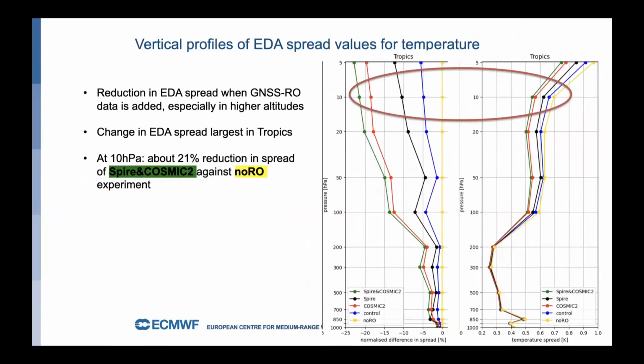So you can display this slightly differently to really see where the biggest changes are happening, as a normalized difference in spread here on the left-hand side plot. And if you compare, let's say, our experiment in green, where we have most of the GNSS-RO data, to where we have none, then you have a reduction, for example, at 10 hectopascal by 21%, which is quite big. But I have to say the largest EDA spread reductions in this constellation happened in the tropics and in the stratosphere, as I just said, because we did add most of the data in the tropics.